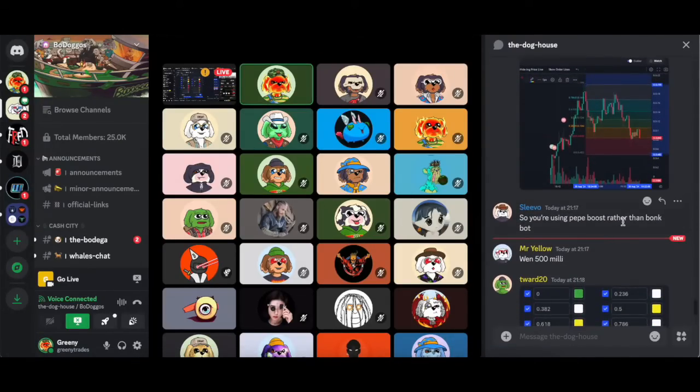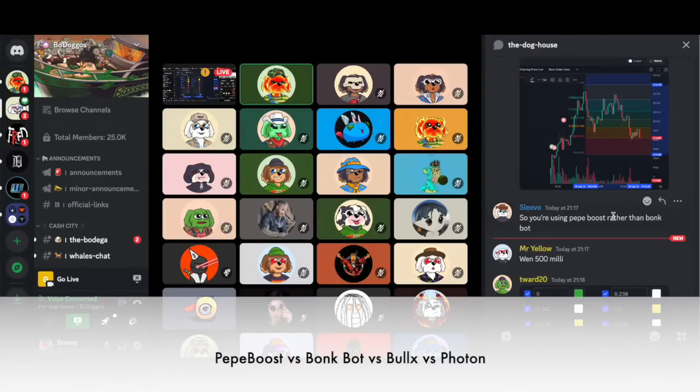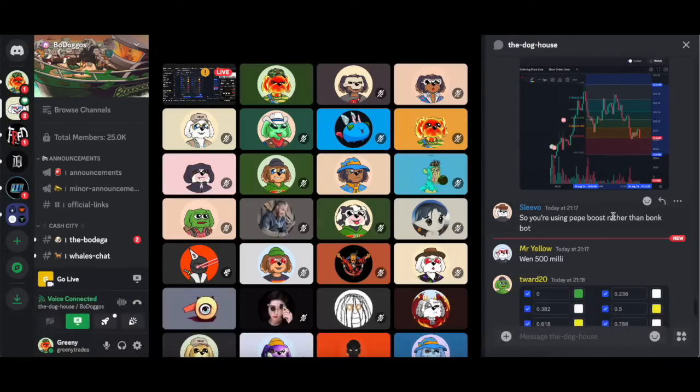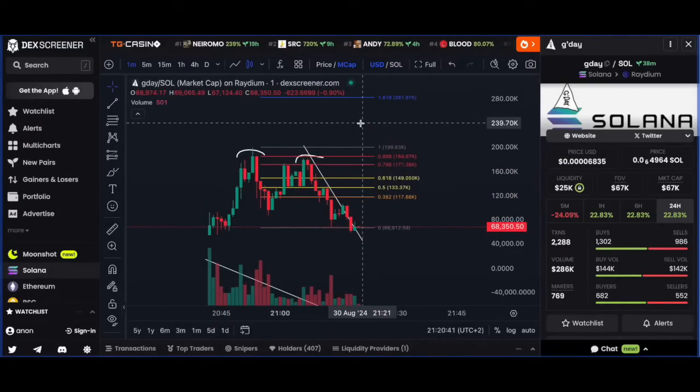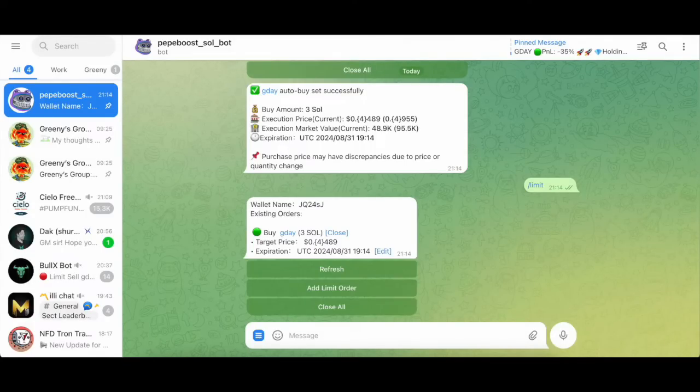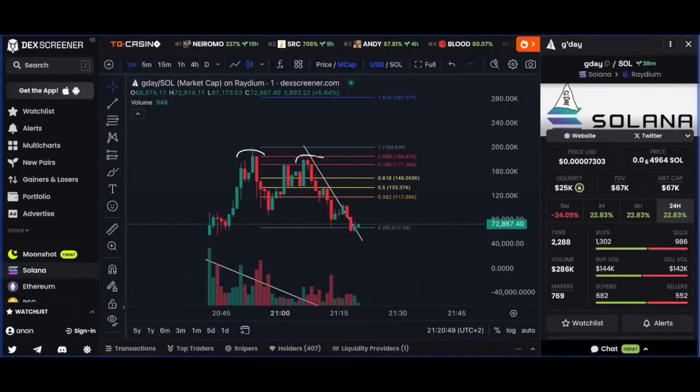Yeah, so Slevo asked a really good question. So you're using Pepe Boost rather than BonkBot. Yeah, so I've used Pepe Boost now for probably 2-3 months, if not longer. And it's by far the fastest and the most reliable, and also the cheapest bot that I have found. I still use BullX, like you saw before, to track early memes. However, what I like to see is Pepe Boost is just reliable and it's cheaper. If you dive on chain after some transactions, you will notice the difference between BullX and something like Pepe Boost.